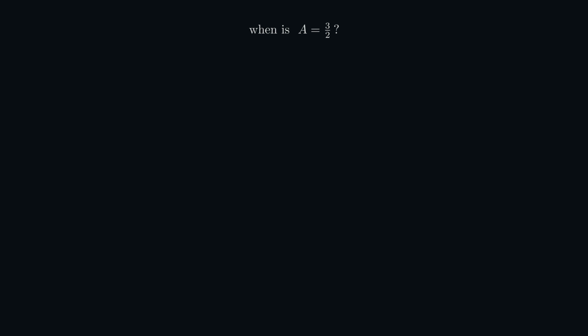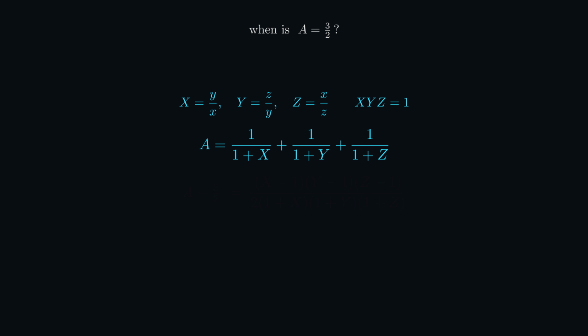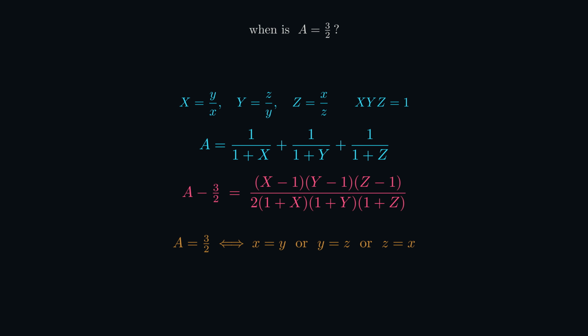The second question is harder, and it is where keeping the structure earns its keep again. Divide the top and bottom of each term by its first letter, so that it becomes 1 over 1 plus y over x, plus 1 over 1 plus z over y, plus 1 over 1 plus x over z. Name those three ratios x, y, and z. They are not independent. Multiply them together and everything cancels, so x times y times z equals 1.